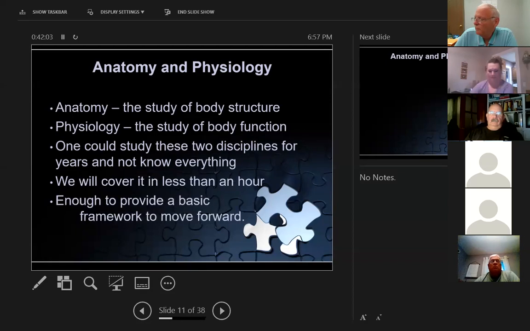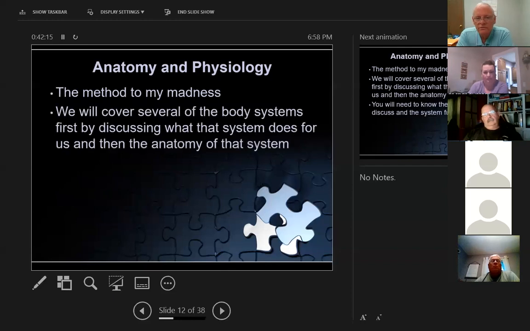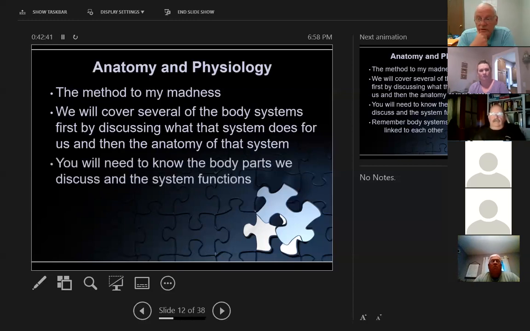So, the framework. Here's the method to my madness for what we're going to do the rest of the time, which is not going to be all that long, half an hour maybe. What I want to do is talk about the different body systems. And I'm not going to hit them all. I'm going to hit pretty much the important ones. I first want to discuss what that organ system does for us, okay? What is the physiology? What's it doing for us? And then we're going to talk about the pieces and parts, the anatomy, okay? You will need to know the anatomy and the parts we discuss and the system functions, okay?